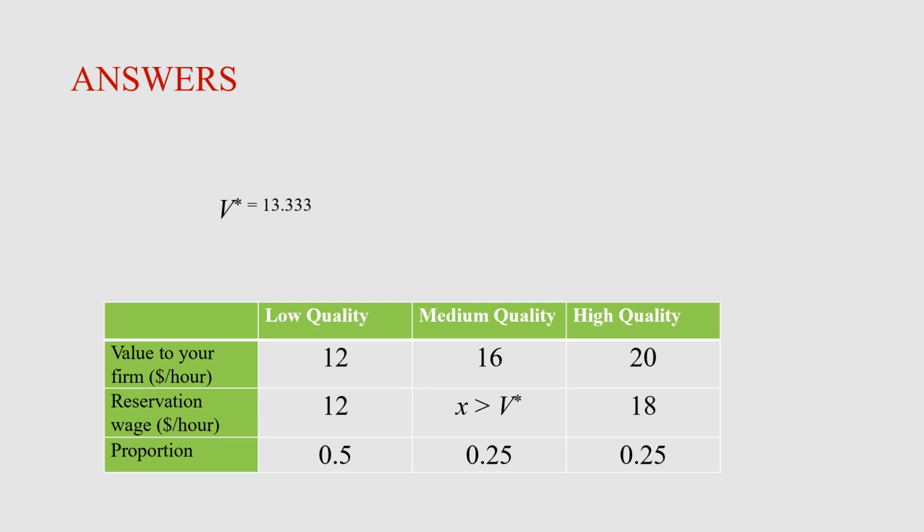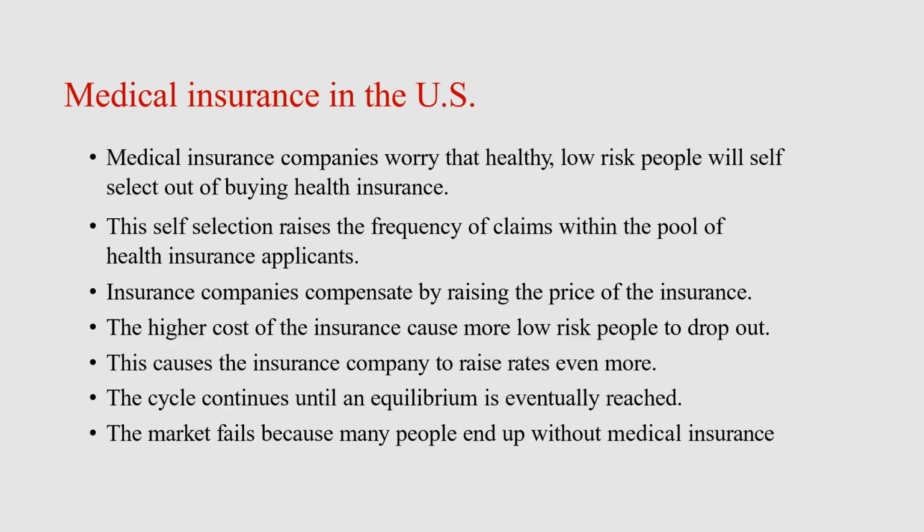The answer is V star is 13.333. So that implies that X is greater than or equal to V star, and it has to be greater than 13.333. All right, let's look now at medical insurance in the US.